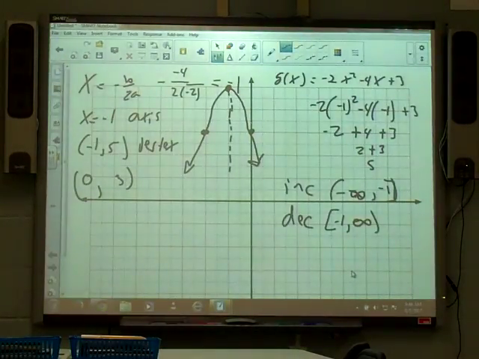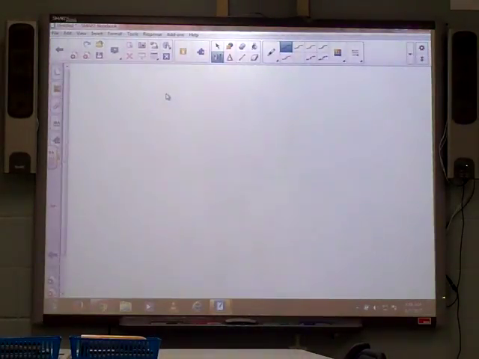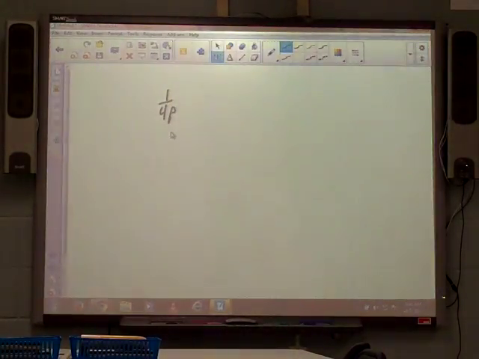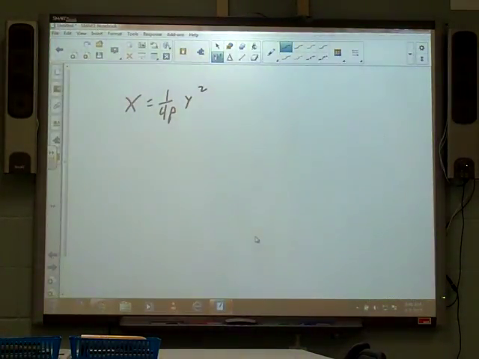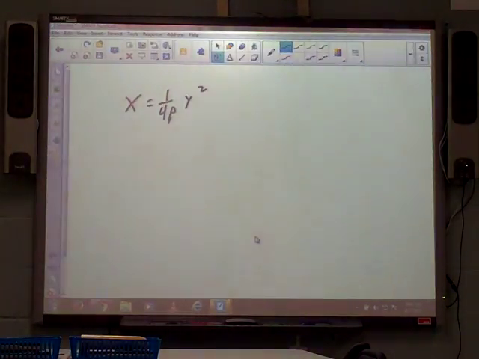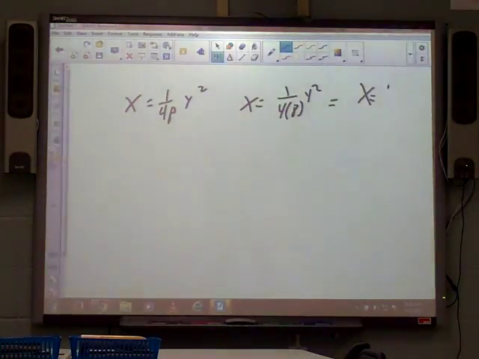It said focus, so like I told you earlier, anytime you see focus or directrix, you're looking at your 1/4p stuff. Now this is a sideways one. Sideways ones are x equals, and then your y squared's there. That p tells you the distance, which is 8 inches. So I'm going to plug an 8 in there. So I'm going to have x equals 1/4 times 8 y squared, which is 4 times 8. X equals 1/32 y squared.